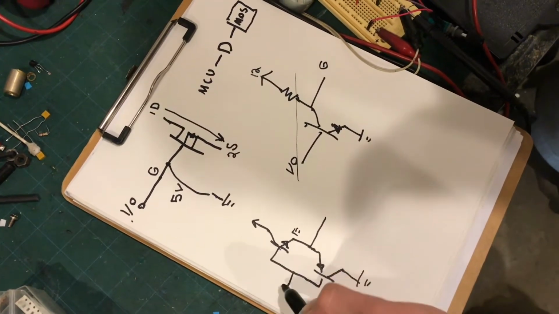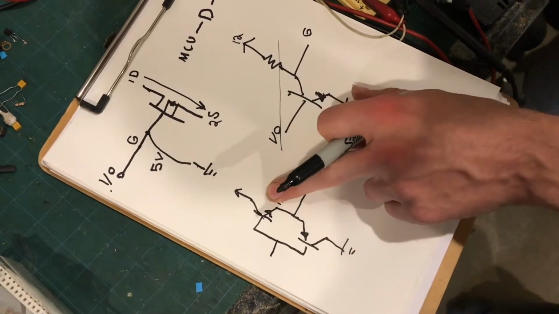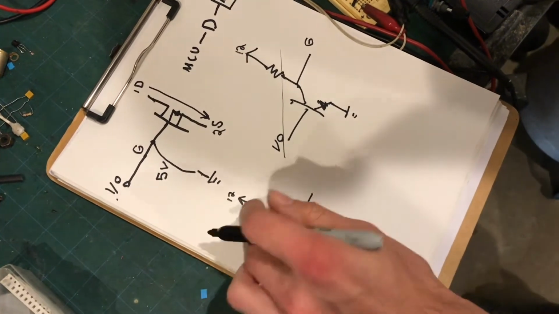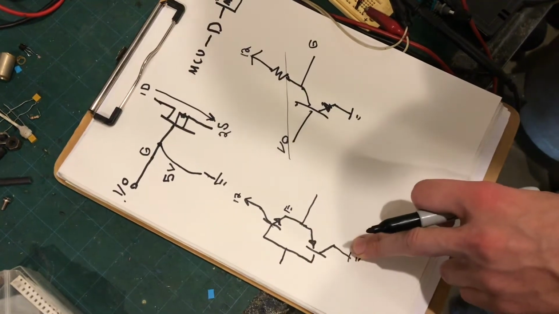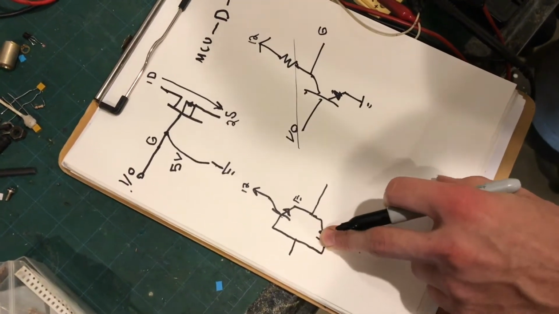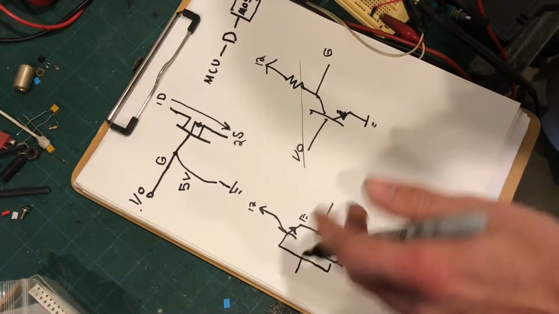Alright, and the way this one works is only one of the transistors will be on at a time. If they were both on, then 12 volts would be shorted to the ground, and that would just smoke. But if only one of them is on, then the output will either be 12 volts or 0 volts.